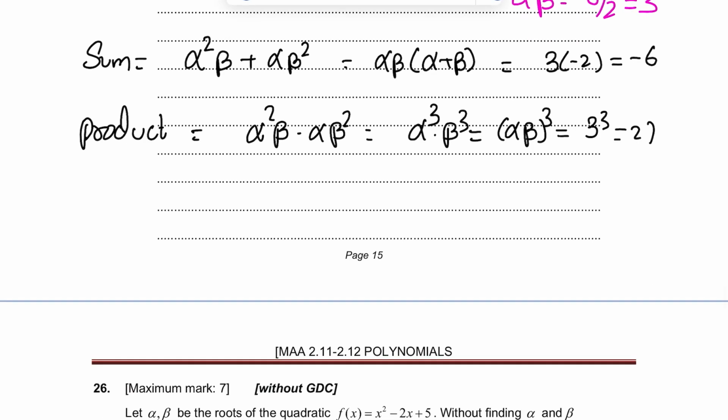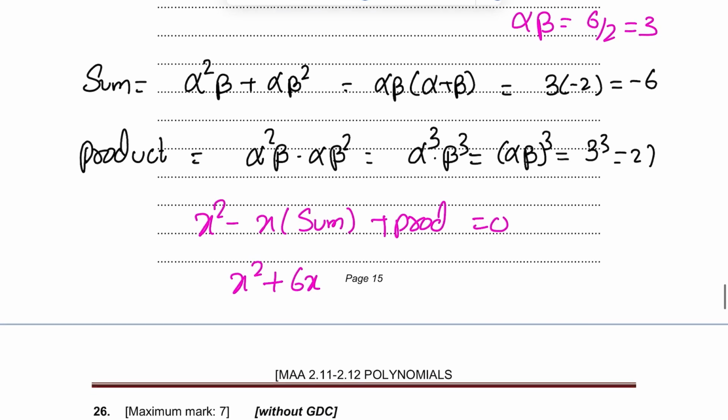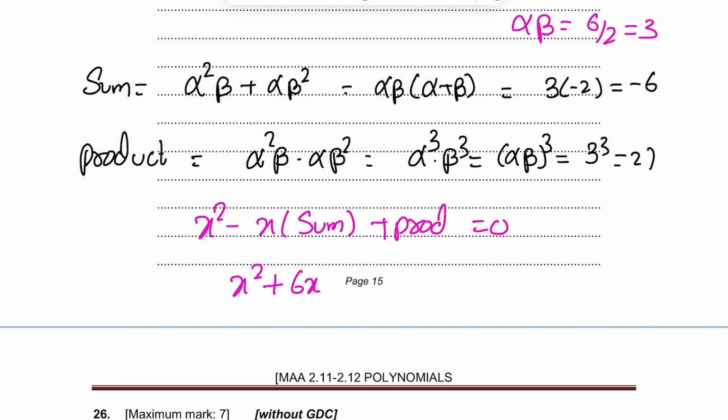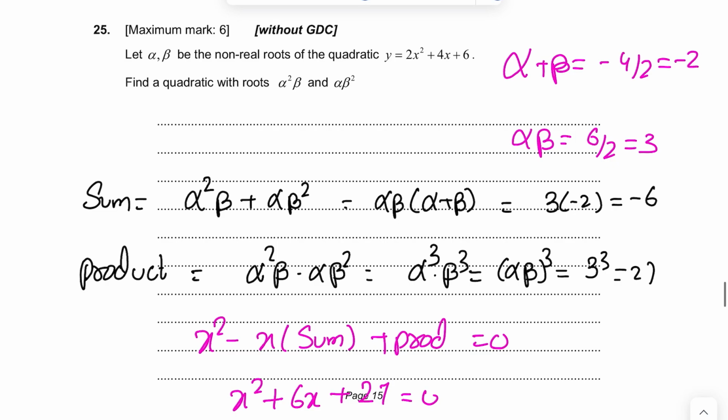So what will be the formula to find the equation? x squared minus x times the sum of the roots plus the product of the roots equals 0. So it becomes x squared minus of minus 6, plus 6x, plus the product of the roots, plus 27, equals 0. That's going to be the answer.